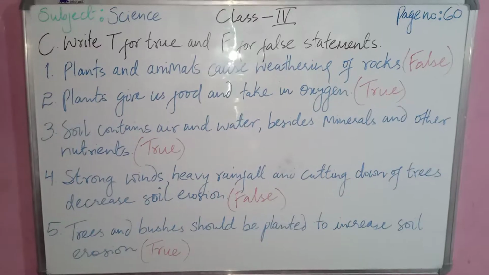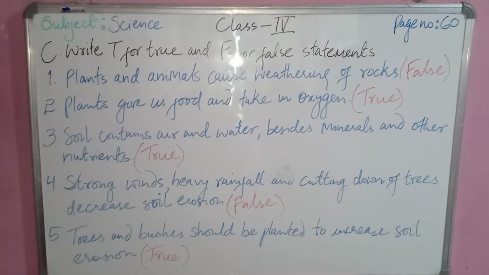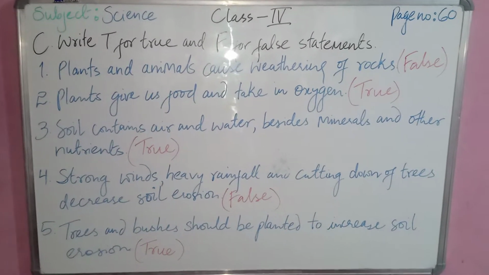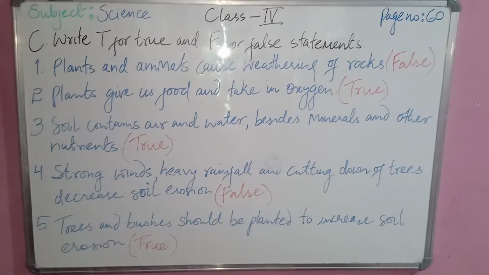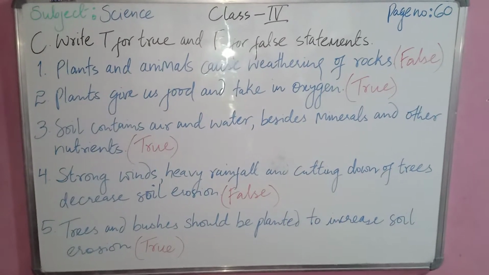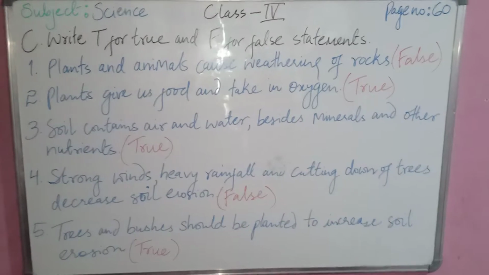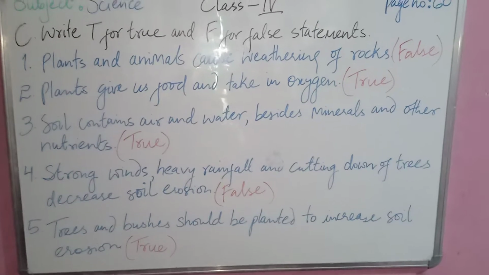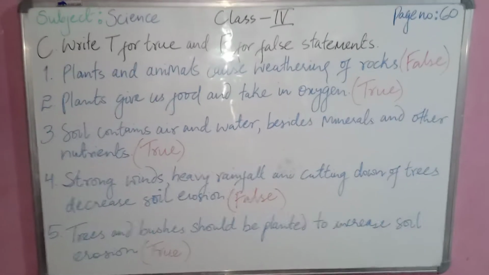Moving on. So now let's begin with question C, which is write T for true and F for false statement. So the question 1. Plants and animals cause weathering of rocks. So it is a false statement. Then we have question number 2. Plants give us food and take in oxygen. So that will be true.